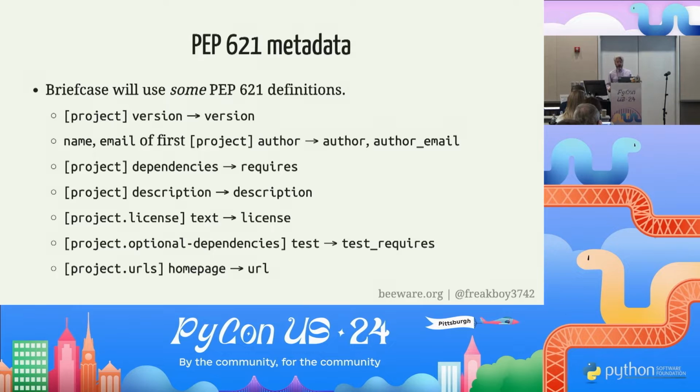Right now, in the meantime, a lot of these keys will be honored if they are defined in PEP 621 format. So if you have a project level version, that will get picked up by Briefcase, but will be overridden by the tool.briefcase section, which will be overridden by the app section, which will be overridden by a platform-specific section, and so on. We have the support there for version, your name, the name and email of the first author defined in the project section, dependencies maps to requires, there's description, there's a license text, the test section of optional dependencies maps to test requires, and the homepage URL definition goes to URL.